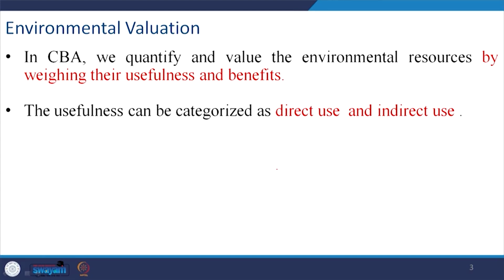When we weigh the costs and benefits or usefulness of these environmental resources, we say these are of two types: direct use value and indirect use value. The usefulness of environmental goods is divided into two parts, direct use and indirect use. Accordingly, direct use value is the value we put towards the direct use of environmental goods and services, and similarly, indirect use value is the value we put towards the indirect use.